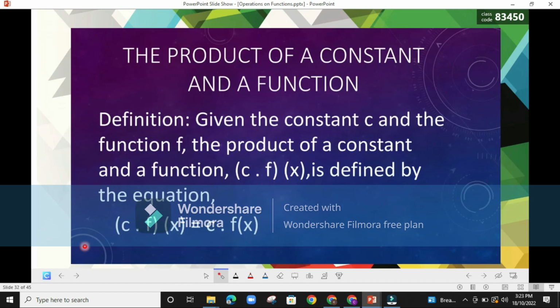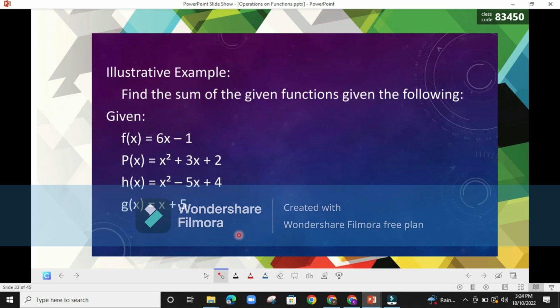Okay, now let's proceed to the product of a constant and a function. So it's just very simple. Definition: given the constant c and the function f, the product of a constant and a function, c times f of x, is defined by the equation c times f of x is equal to c times f of x. So we have an example.